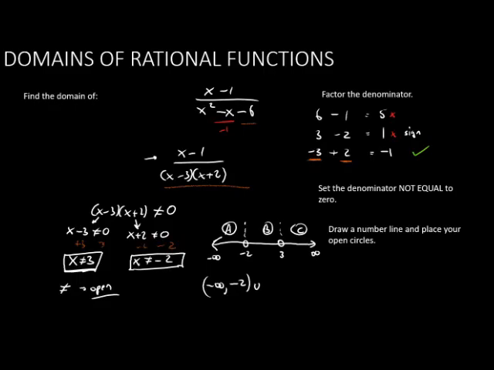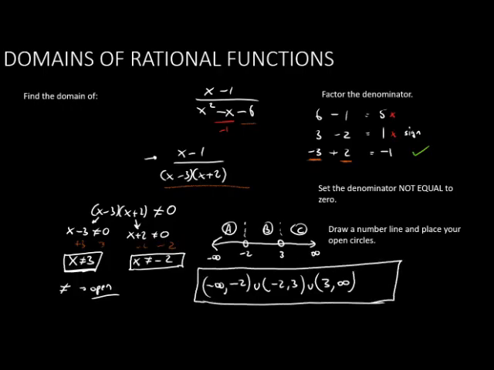Then we'll say union and look to region B. Region B starts at negative 2 and ends at positive 3. Again, we'll say union, and region C will go from 3 to infinity. Therefore, this is our domain for this rational function. Negative infinity to negative 2, union negative 2 to 3, union 3 to infinity.